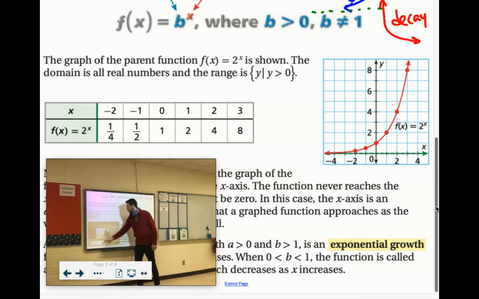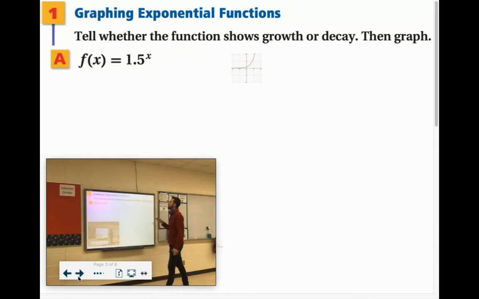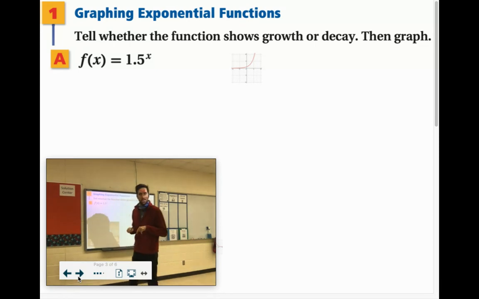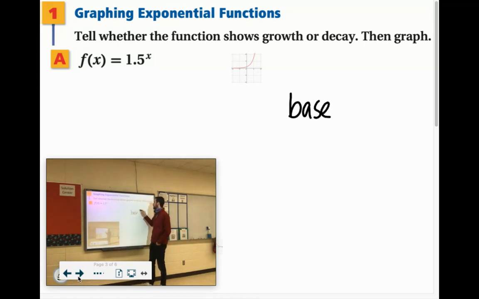So here we go. Tell whether the function shows growth or decay, and then graph. Now the graphs are not the most important thing. You could just type them into desmos.com and it'll graph it for you. But here's the deal. You're going to look at the thing with the exponent, the base, as like a starting point of 100%. So it'll be y equals base to the x. Now if we're starting to think of that as like 100%, which is 1 as a decimal.